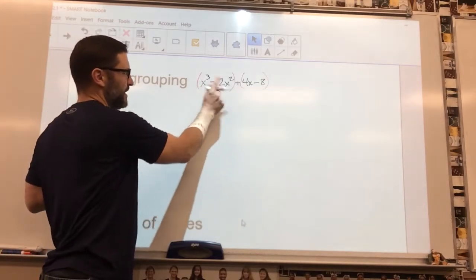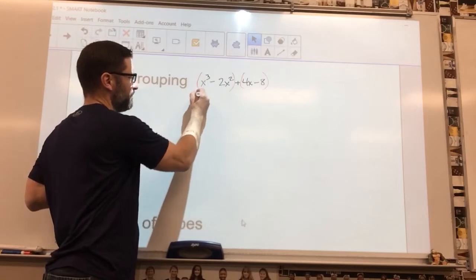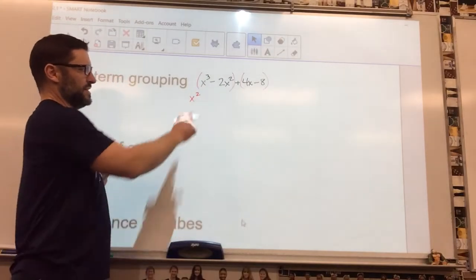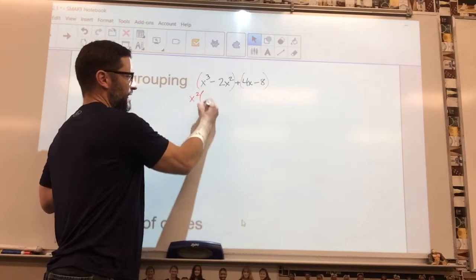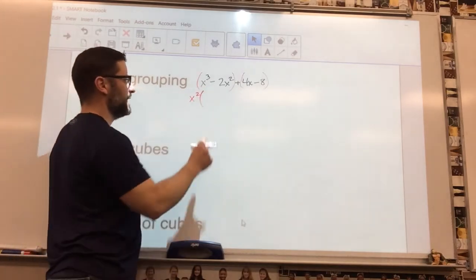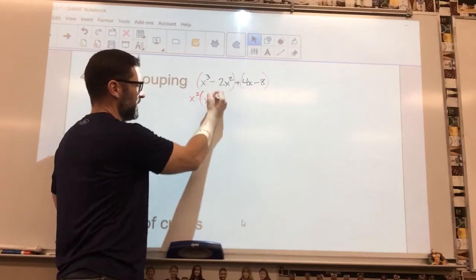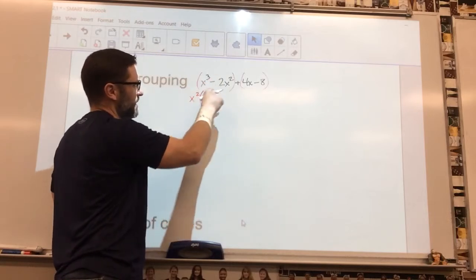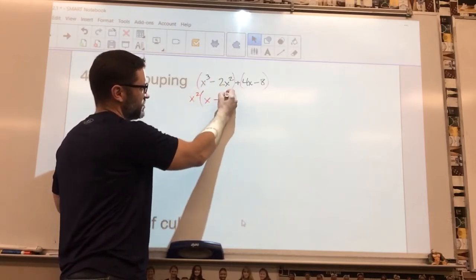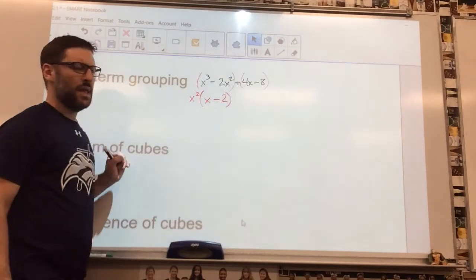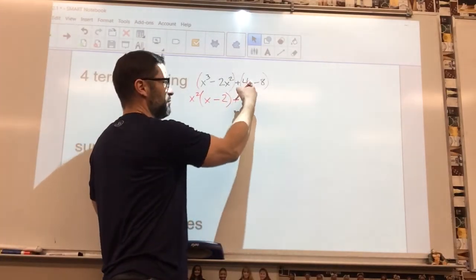So I'm going to GCF out of these 2. I'm going to pull out an x squared, because I notice I have an x cubed and an x squared, and I'm going to ask myself what's left over. Well, x squared out of x cubed leaves me with an x. I've got a minus sign. And then x squared out of that, I'm left with a 2. And then I'm going to go to the second parentheses, and I'm going to pull a 4 out.